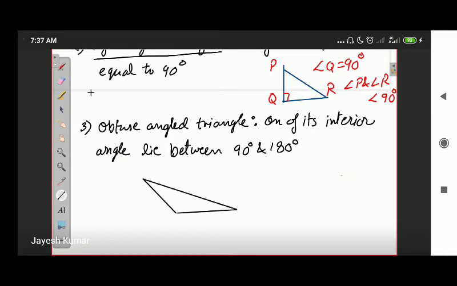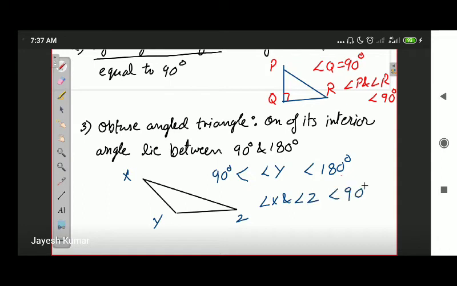Okay, the figure will be like this. Instead of PQR, let's take X, Y, Z. Here, angle Y is greater than 90 degrees but less than 180 degrees. Angle X and angle Z are both less than 90 degrees. Okay, so in this manner we have classified triangles into three types based on their angles.